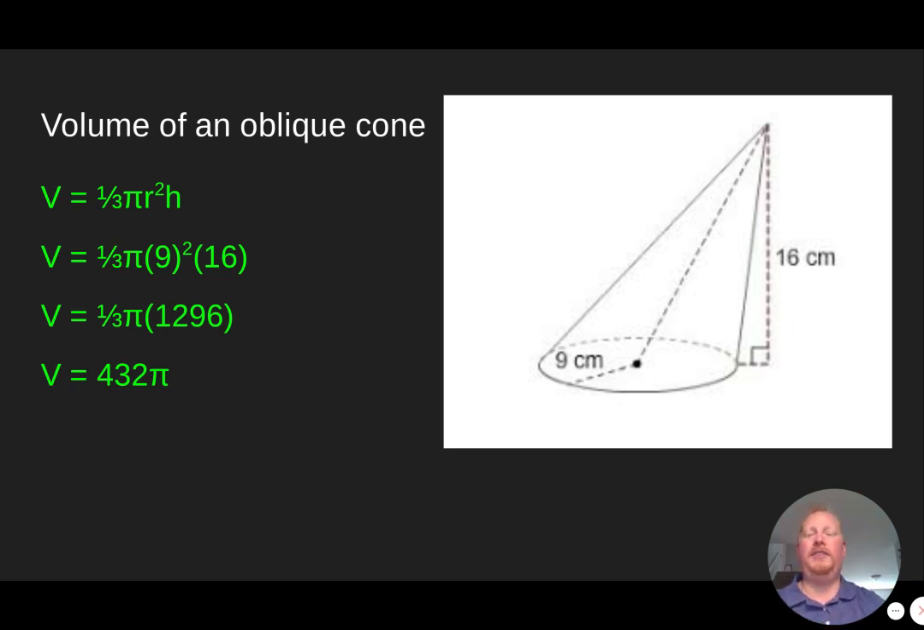So hopefully you guys found this lesson just as easy. It's very much just here's the formula, plug it in. You might have to do some Pythagorean theorem here or there, but other than that, it's pretty straightforward.